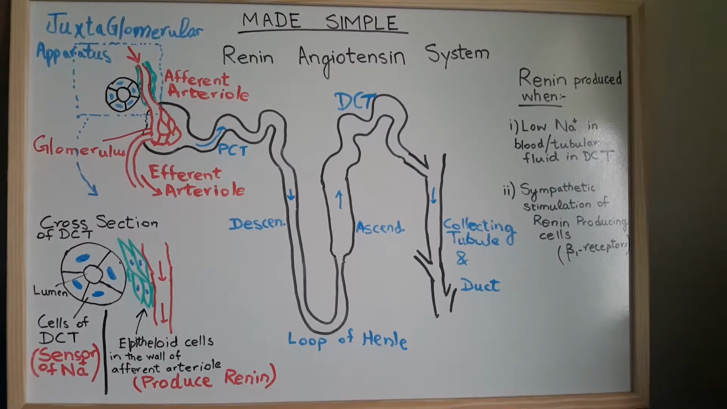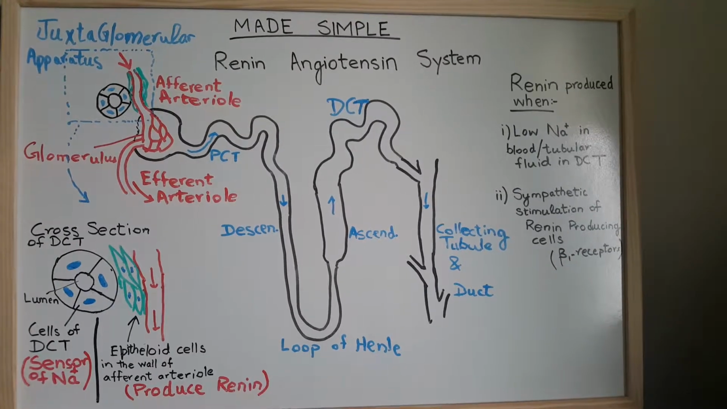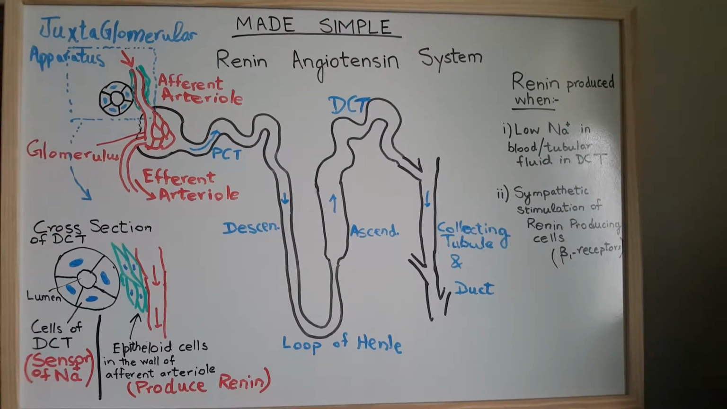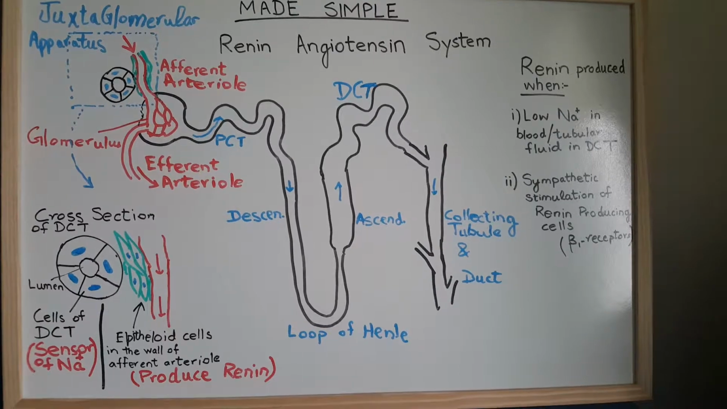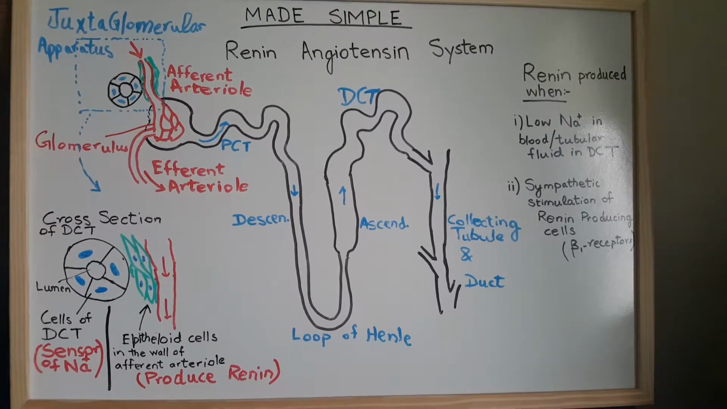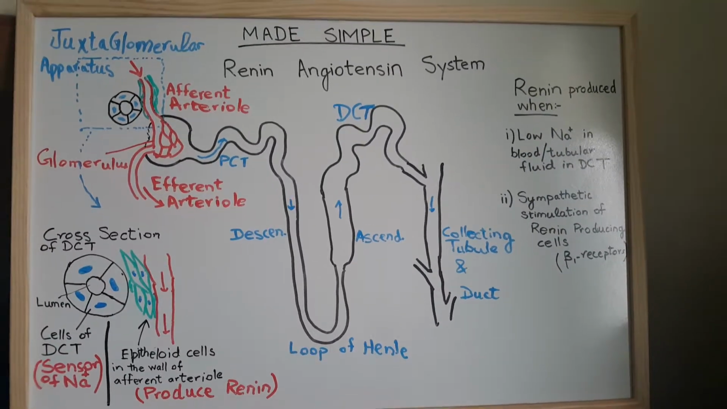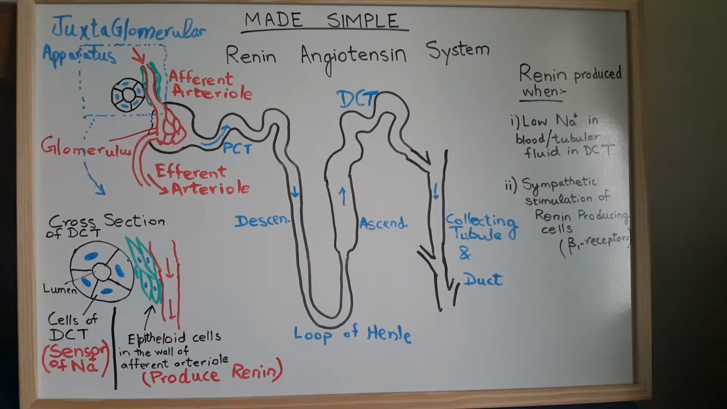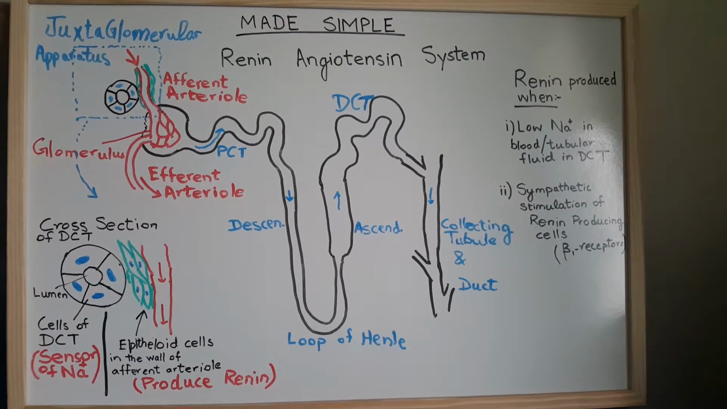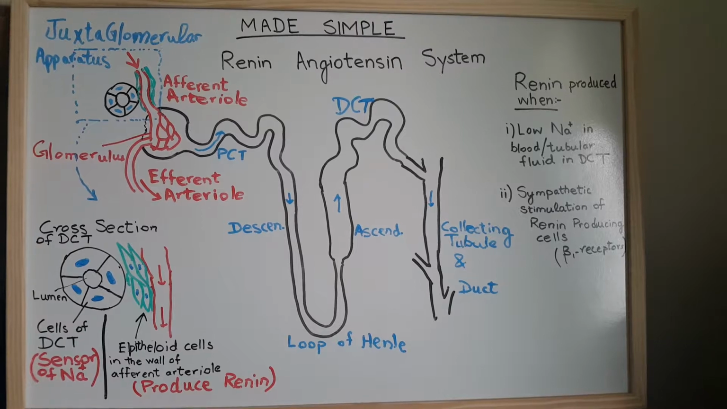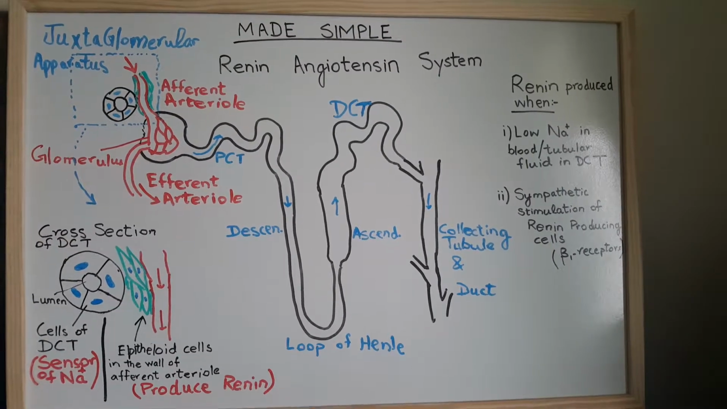Let's discuss the renin angiotensin system in a simplified form. The renin angiotensin system is one of the mechanisms by which the body maintains its blood pressure. It is responsible for long-term regulation of blood pressure.